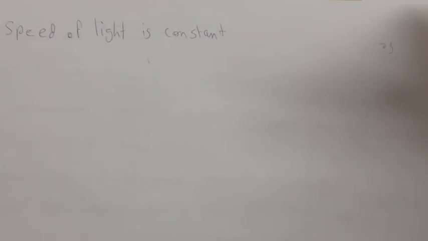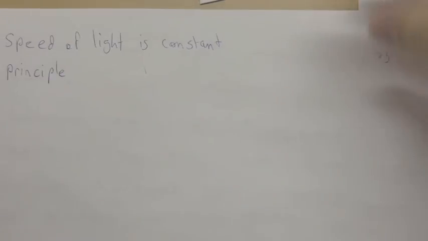is that we want to assume that the speed of light is constant in all inertial frames of reference, and we want to assume the principle of relativity. So these are the postulates of special relativity.